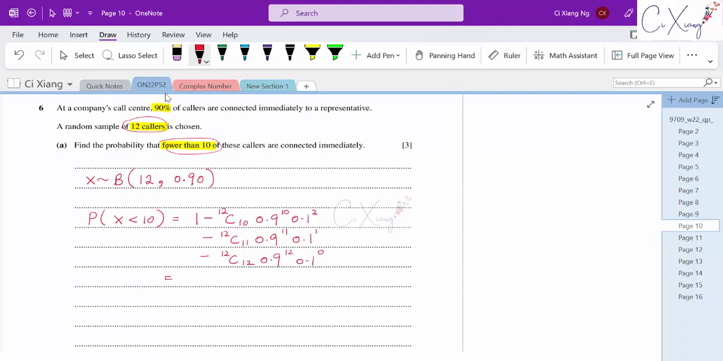Then by using the help of the calculator, simplify the answer. You should get the answer correct to 3 significant figures, which is 0.111. Okay, and now we proceed to part B.